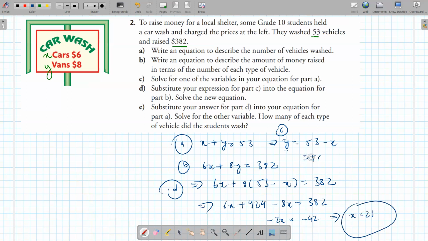Plug that back up here to find your y. So it's going to be 232. And that's the answer to this question. 32 vans and 21 cars were washed.